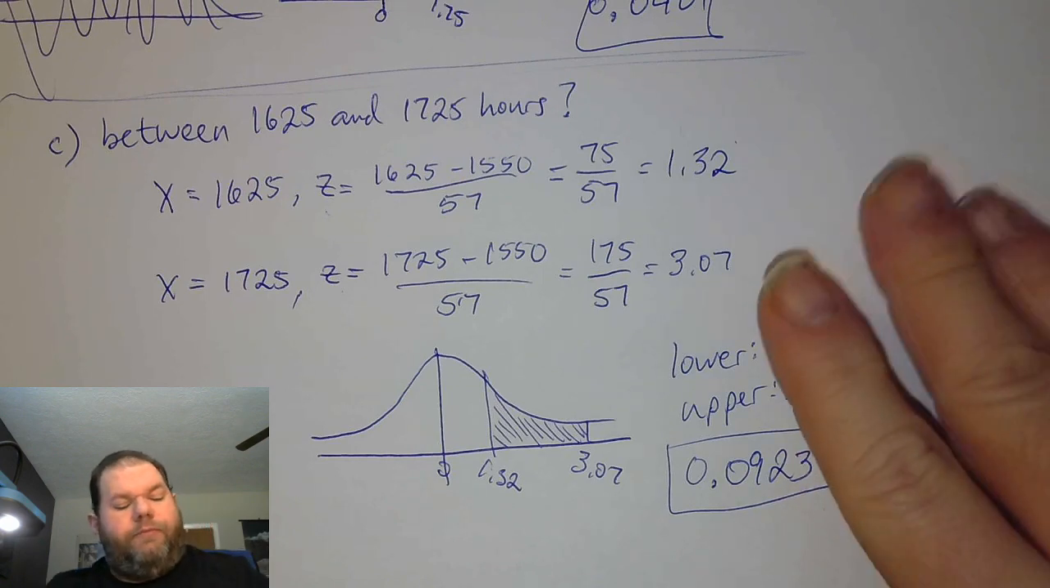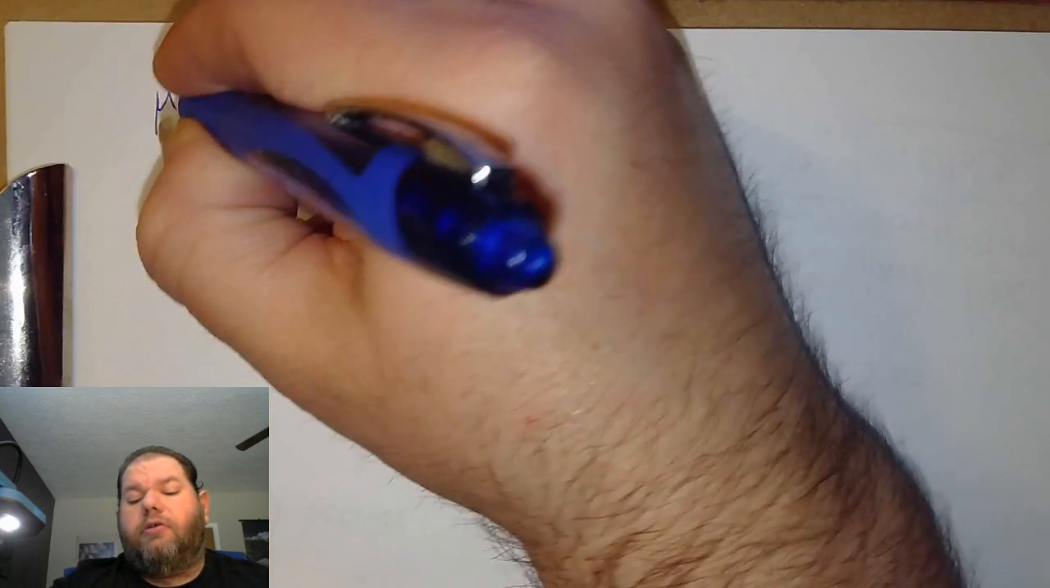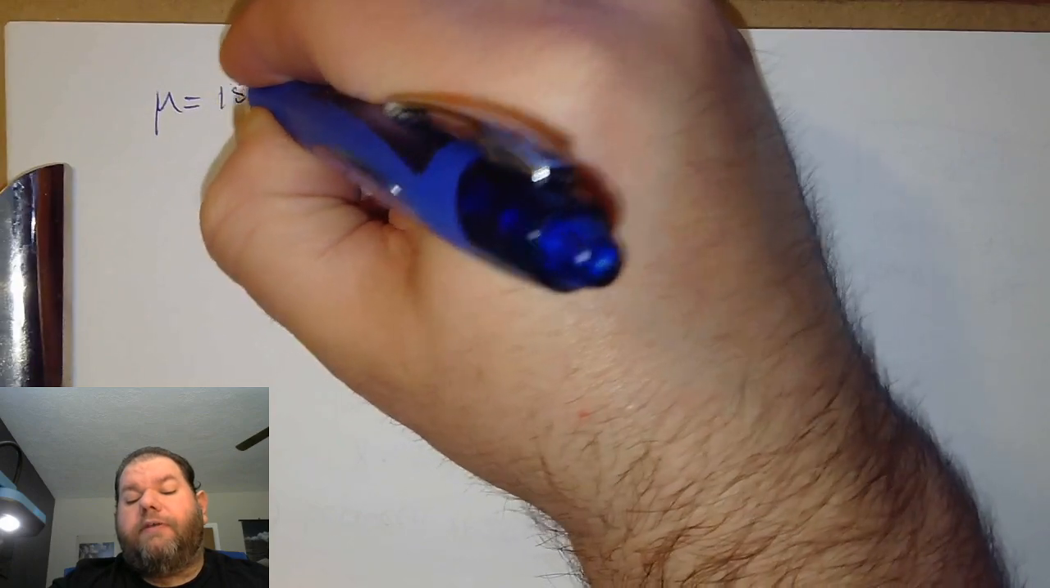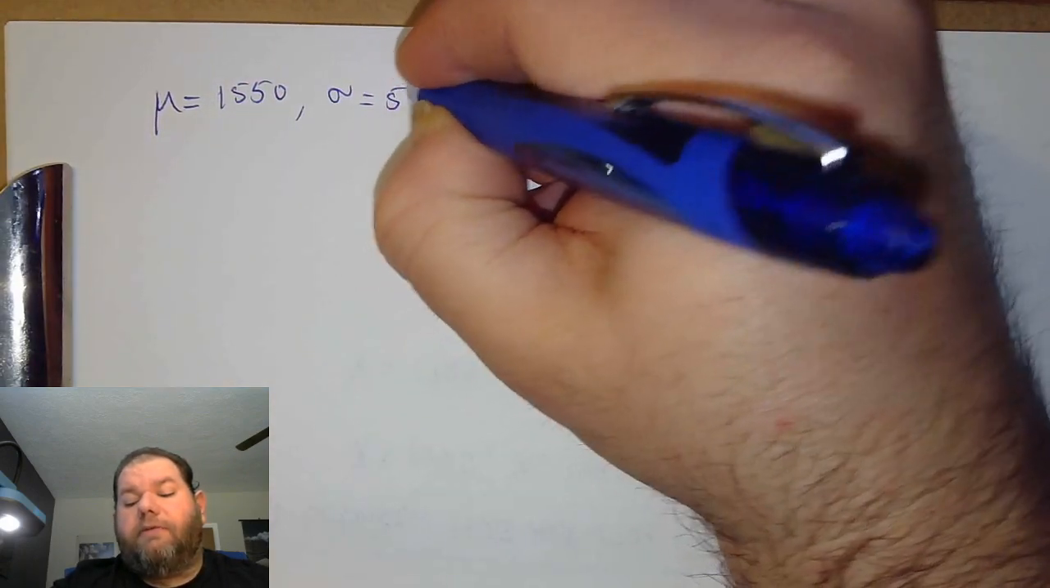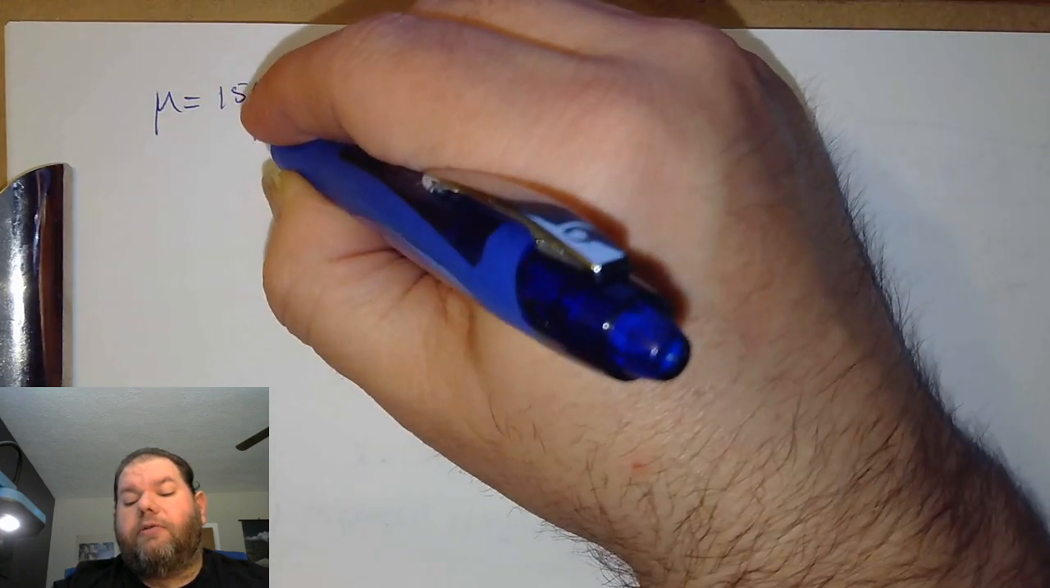Now, I want to go in a little bit different direction here than what this problem initially said, but we still need to keep in mind the original mean and standard deviation that were given to us, which were 1,550 and 57, respectively. Those are hours.